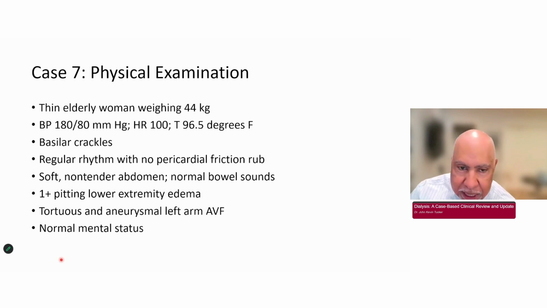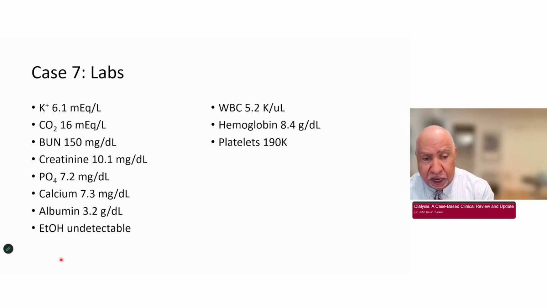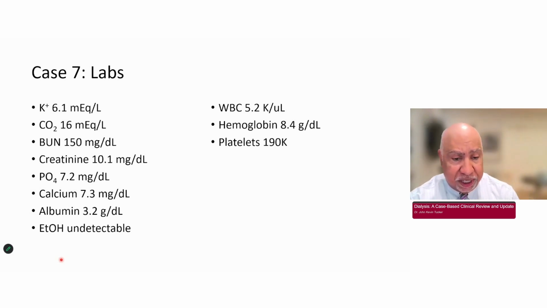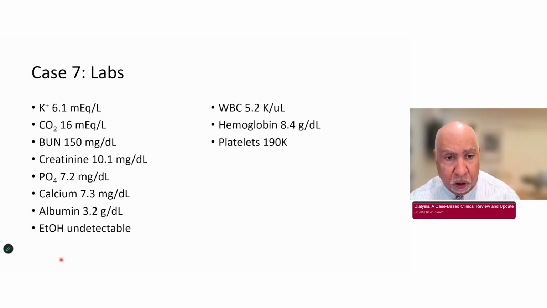On exam, she's a thin, elderly woman. She's tiny, 44 kilograms. She's hypertensive and tachycardic. She has basilar crackles. She has a regular rhythm, no friction rub, benign abdomen, some lower extremity edema. She's got a very large and tortuous and aneurysmal left arm AV fistula. Mental status is normal. Her labs: potassium was 6.1, CO2 was 16, BUN was 150, creatinine was 10, phosphorus was 7, albumin was 3.2. She had an undetectable alcohol level.